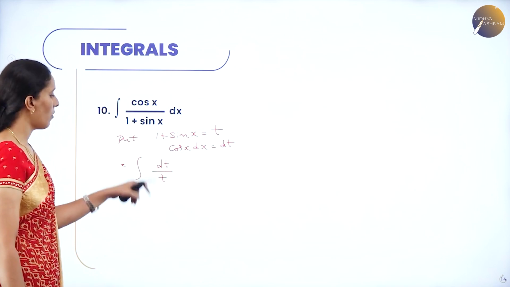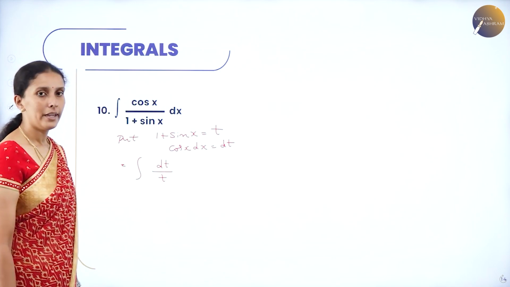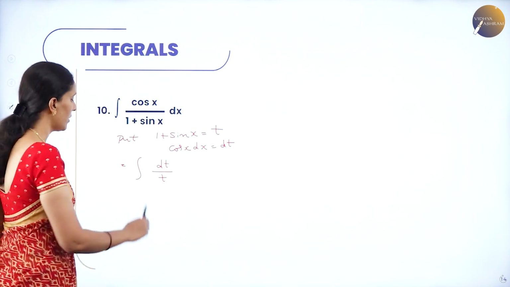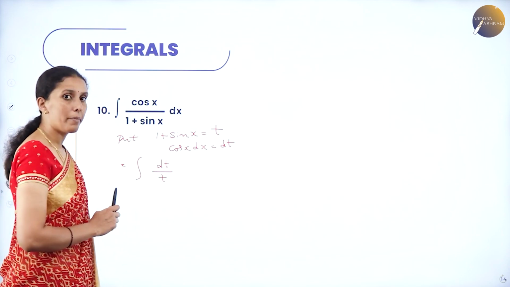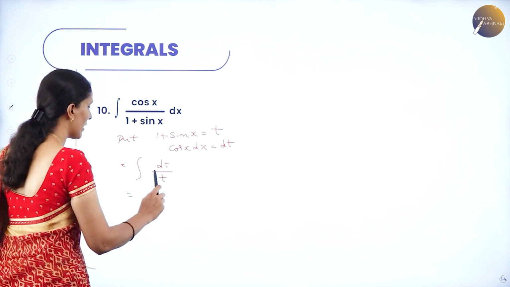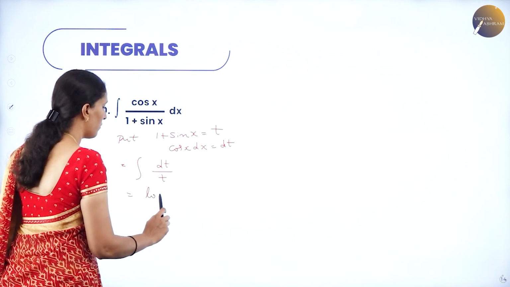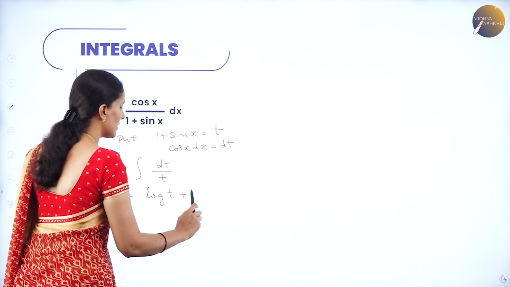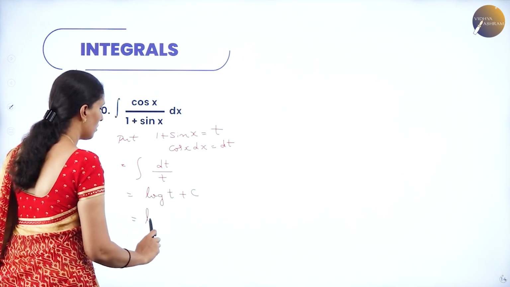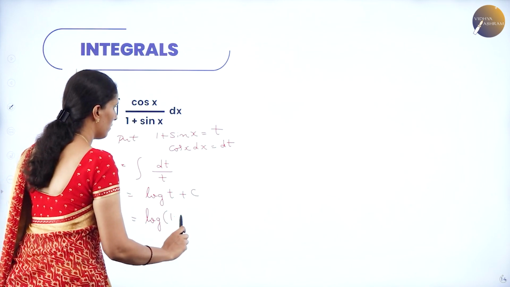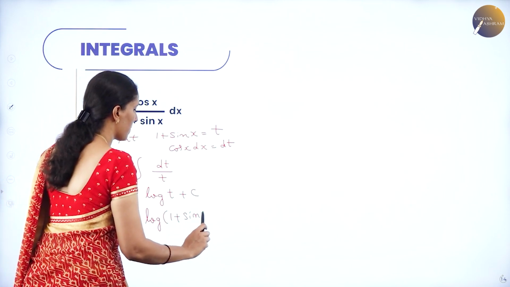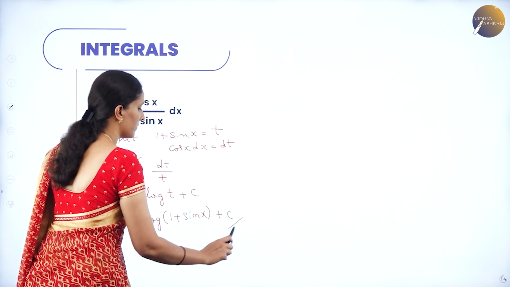So now this is in the form of 1 divided by t into dt. So we know that integral of 1 by x is log x. So therefore I can write this as log of t plus c. But what is t? Log of 1 plus sin x plus c.